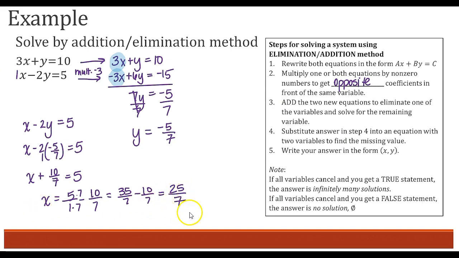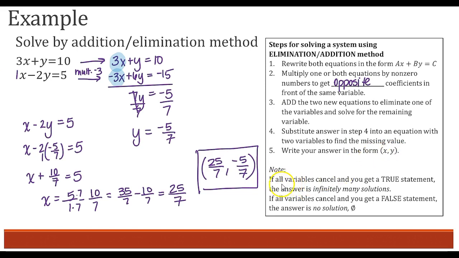So this is my value for x, my simplified value for x, and this is my simplified value for y, so we write our answer as a coordinate point, 25 over 7, negative 5 over 7. So this is my answer. So we wanted to write your answer in the form of x comma y.